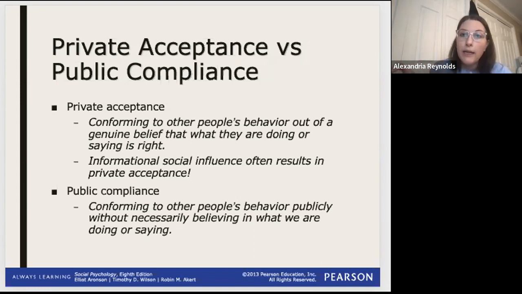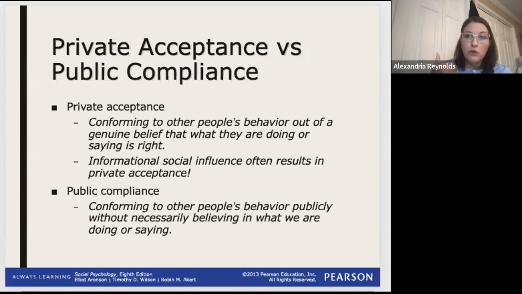Now, public compliance doesn't always mean that you believe that's the right way to do things. Public compliance is you complying with other people, conforming to whatever standard you see set. You may not agree with exactly what is being done, but you are doing it to conform to the group. Public compliance simply means you're going along. So private acceptance is, do you believe what you're doing is right? And public compliance is going along even if you don't believe it's the right thing.